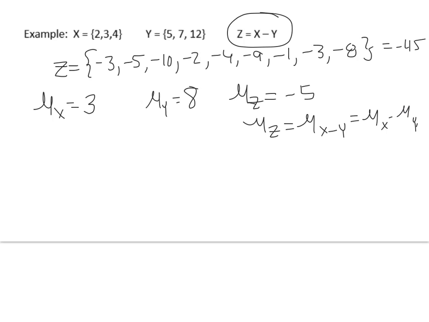To find the variance, though, that's a little bit more difficult. So I'm going to pause the video right now and write out the steps for finding the variance, and then I'll come back and talk about them.